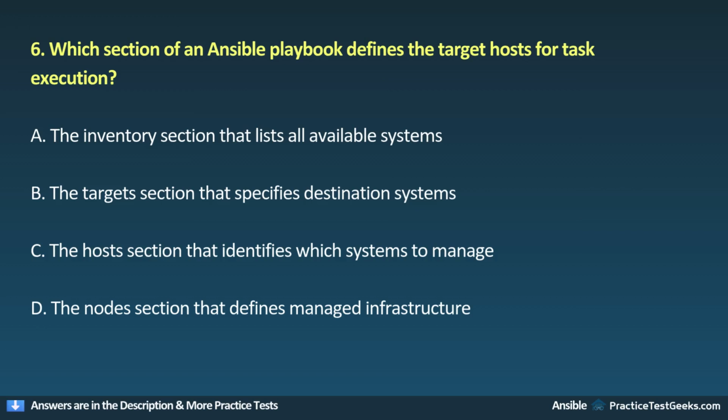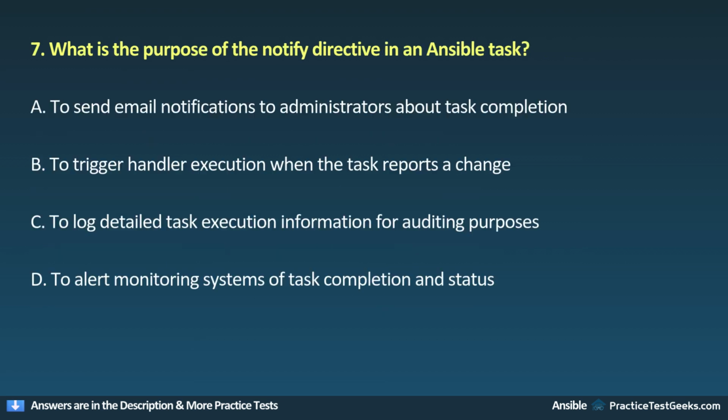6. Which section of an Ansible playbook defines the target hosts for task execution? A. The inventory section that lists all available systems. B. The target section that specifies destination systems. C. The host section that identifies which systems to manage. D. The nodes section that defines managed infrastructure.